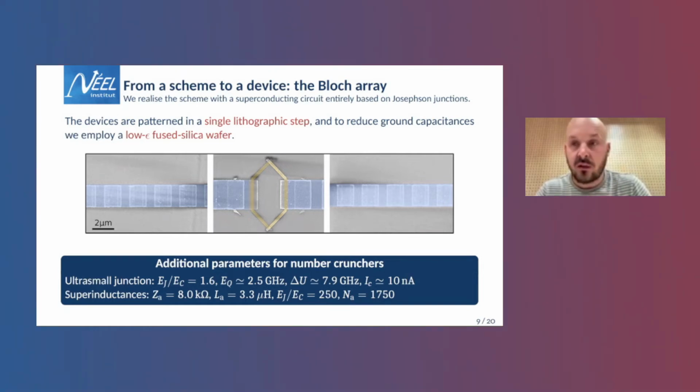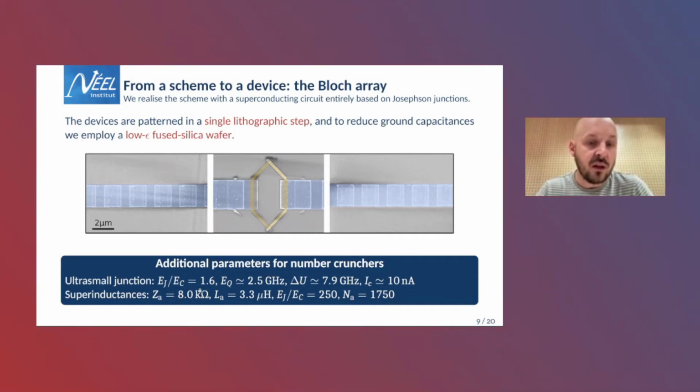And also the little trick here is that we used a specific substrate. Instead of using the standard silicon substrate, we used a low epsilon fused silica wafer. I think we go from an epsilon of 12 to an epsilon of 4. So we are reducing significantly the ground capacitance, and so, if you want, boosting the impedance this way.